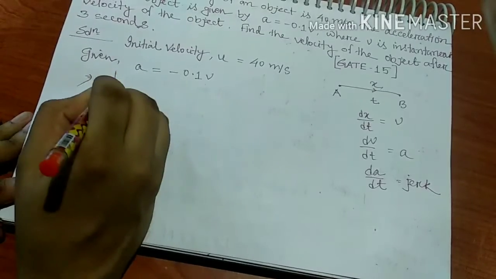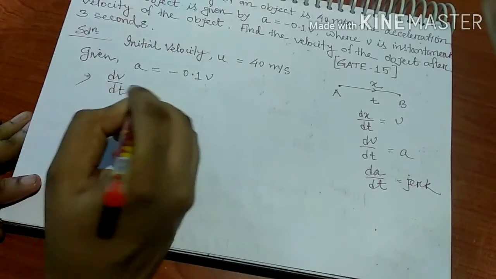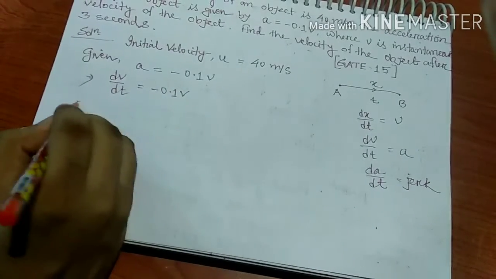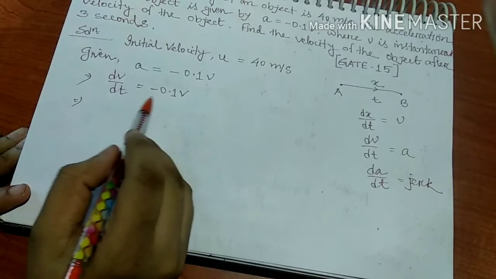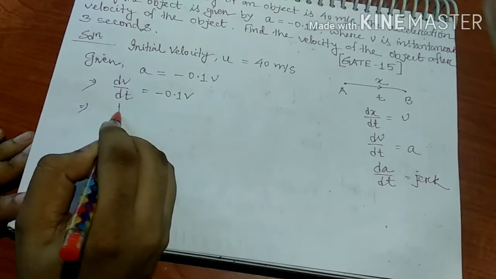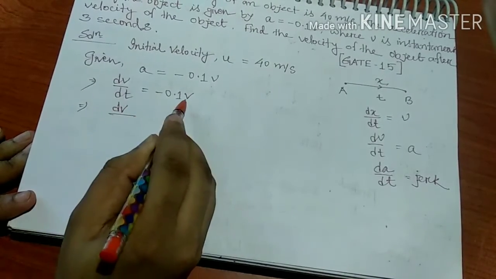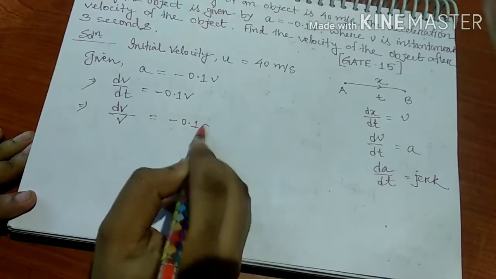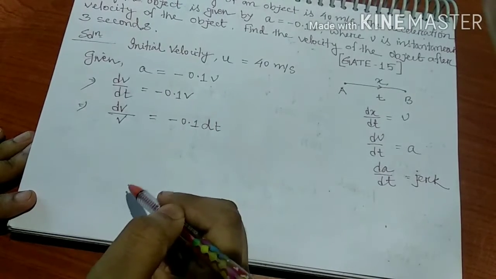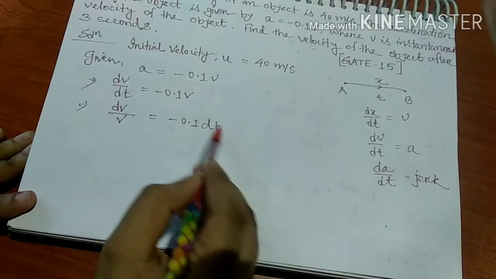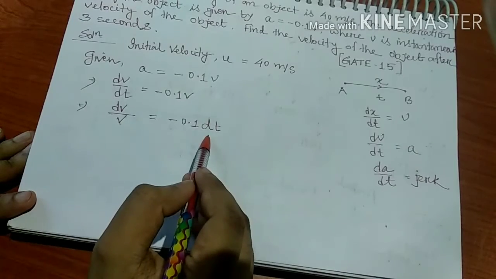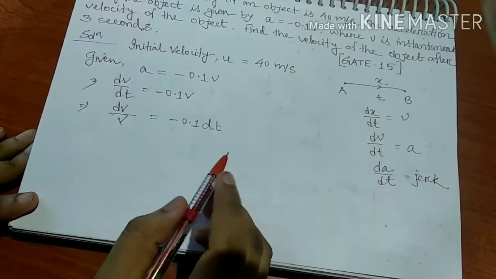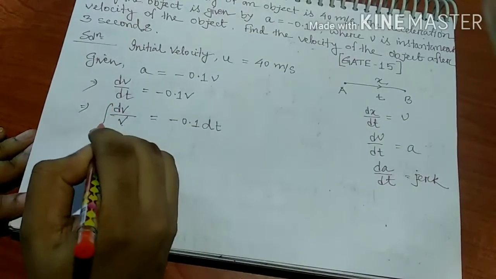So let me write here dv by dt is equal to minus 0.1 v. This implies, let me separate the variables here. So we can write dv divided by v is equal to minus 0.1 dt. See here, in this expression we have only v and t, and we need that only. We need the velocity and time relation. So the next step will be simply integration.